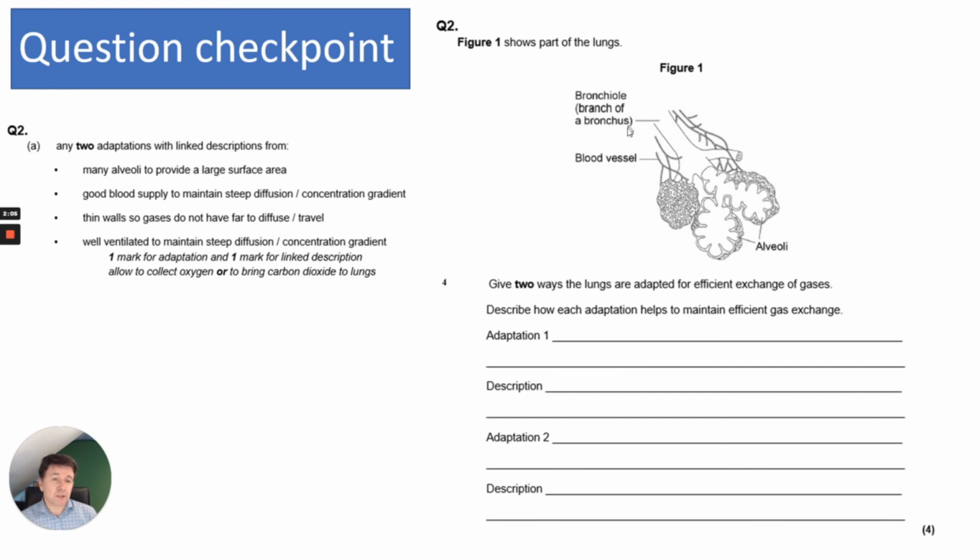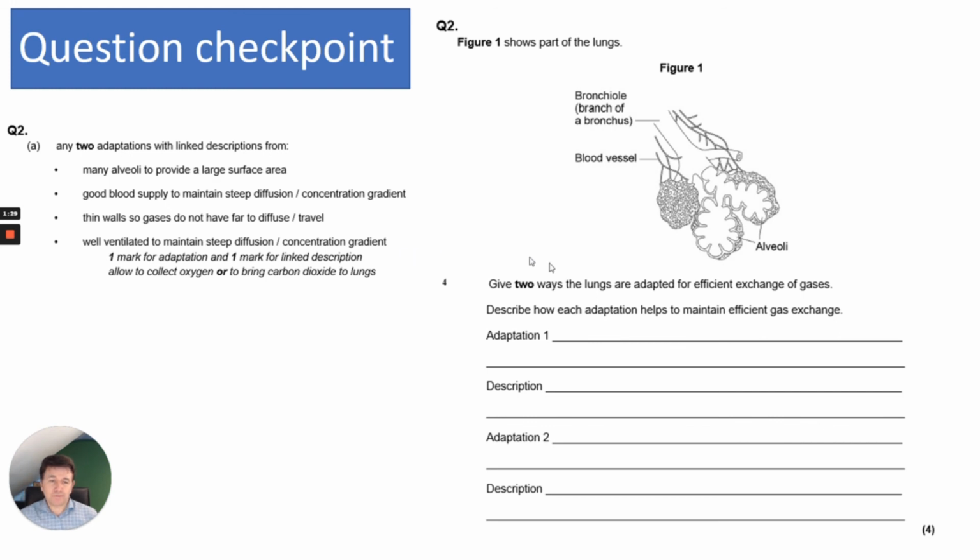You could have good blood supply because they show lots of blood vessels. And what's that doing? Well, that maintains a steep diffusion gradient or concentration gradient between the blood and the alveoli. It's also got very thin walls. You can't really see that by that diagram, but they do have thin walls, so it basically means that diffusion rates are quick because it doesn't have a large distance to travel. You could also have about ventilation as well, so when you breathe in and out, you're maintaining a steep diffusion gradient. So there are 4 examples.